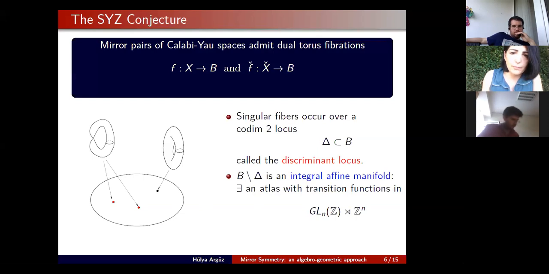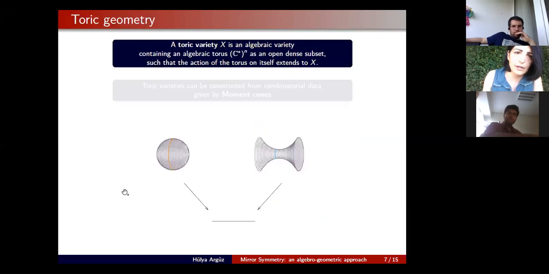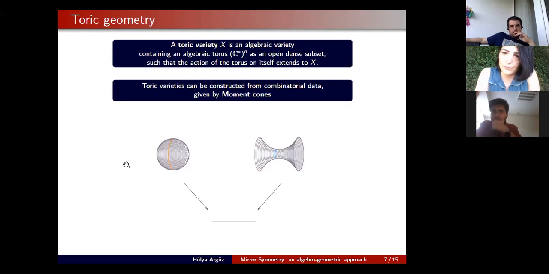So I would like to tell that one natural setup where you can see torus fibrations is arising in the setup of toric geometry. Because if you look at the toric variety, it is an algebraic variety containing the algebraic torus (C*)^n as a dense open subset, such that the action of the torus on itself extends to X. And these varieties can be constructed from combinatorial data given by moment polytopes, moment cones.